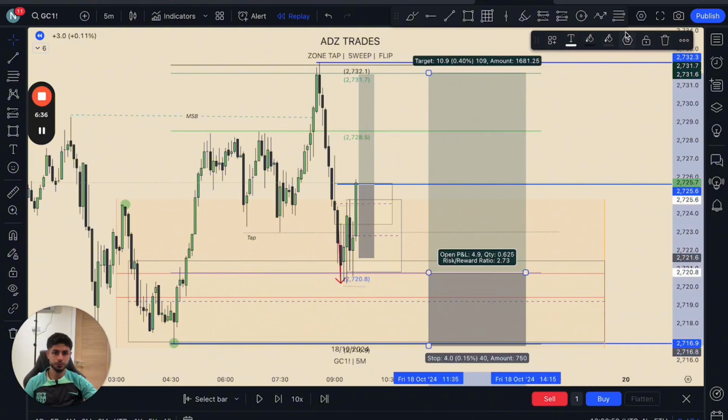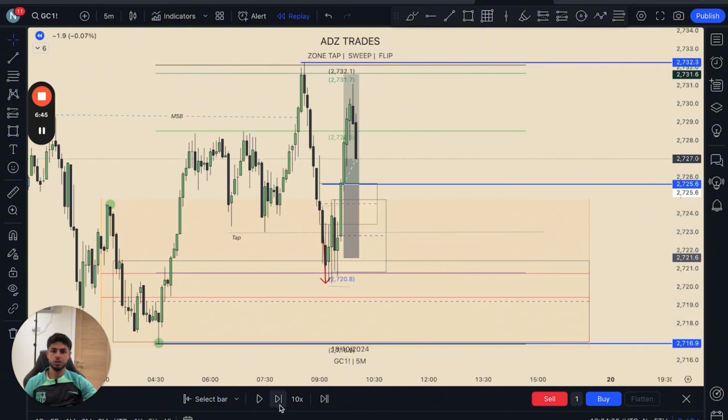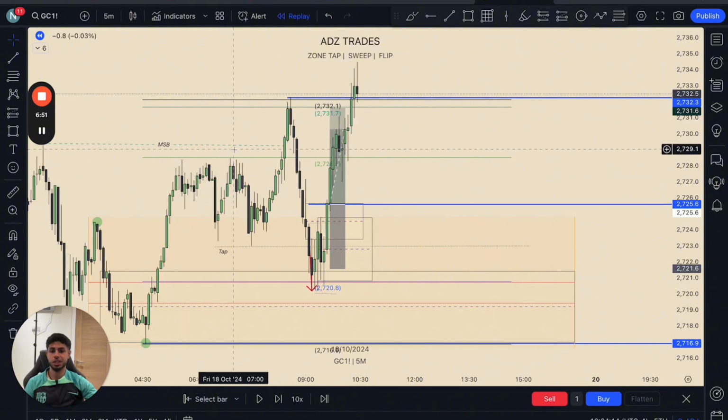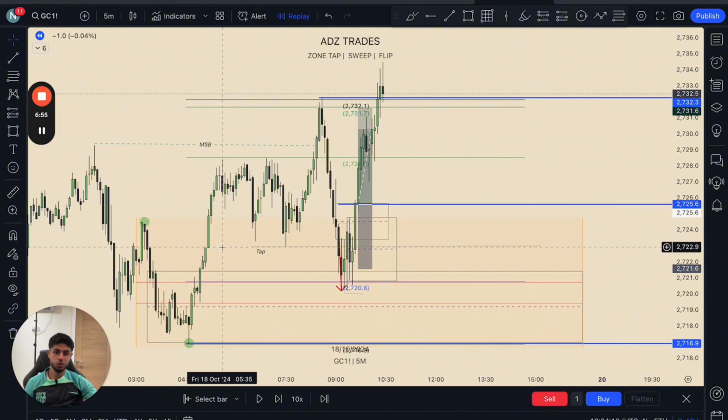Okay, so that's where the A-star longs were, and as we can see, pretty much zero drawdown. We take out that TP. So this is an example of an A-star setup. We have a 5-minute structure to the upside, we have a 5-minute zone, and we have a 1-minute confirmation after sweeping the tap in the zone. Cannot get better than this setup here.